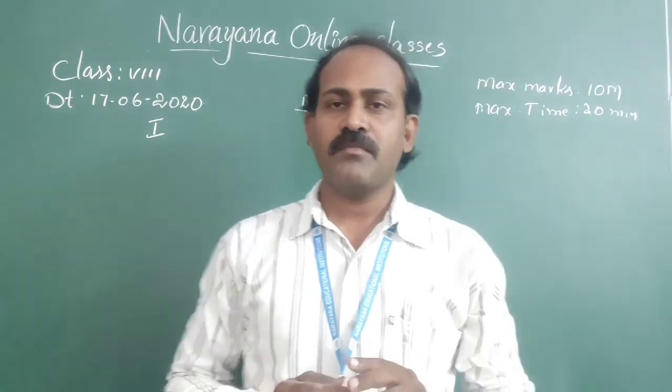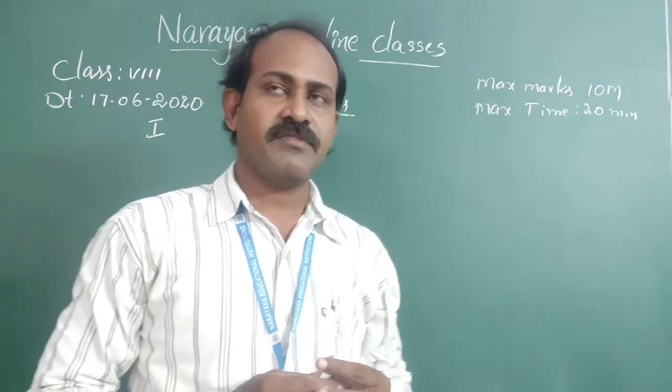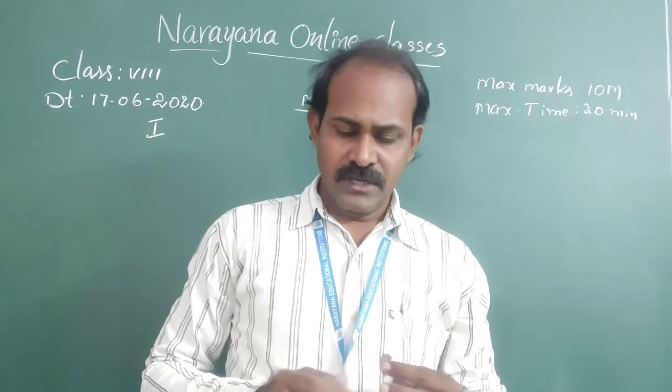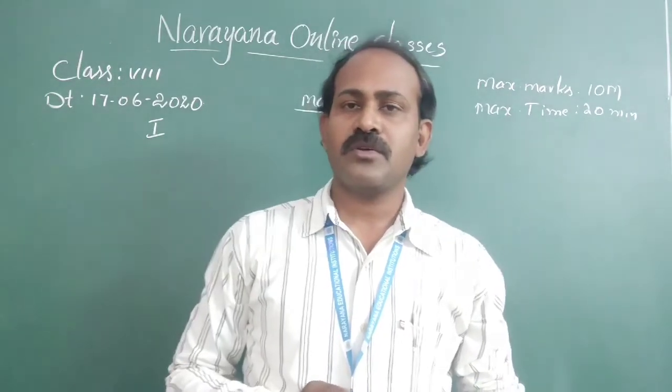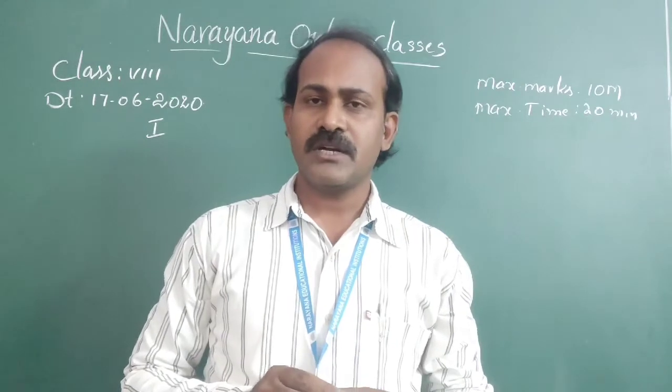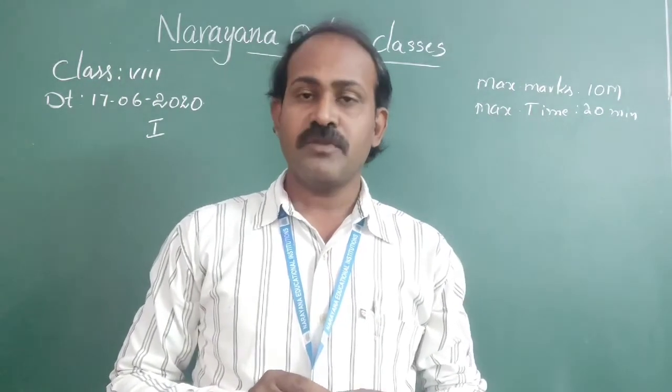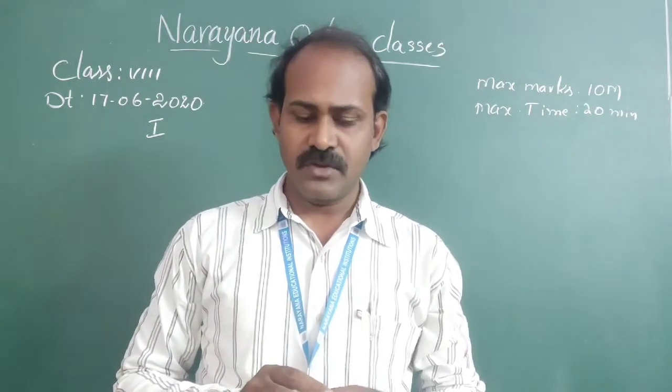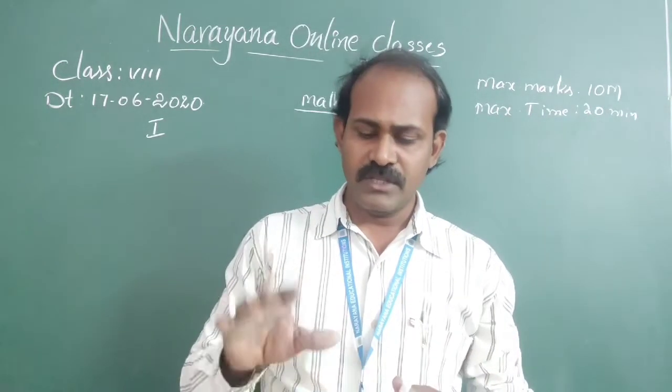The examination model has 3 Romans: first Roman, second Roman, and third Roman. In the first Roman, 2 ones are 2 marks; in the second Roman, 2 twos are 4 marks; and in the third Roman, 4 ones are 4 marks. Total 10 marks. The time of examination is 20 minutes, so you have to finish this examination within 20 minutes.